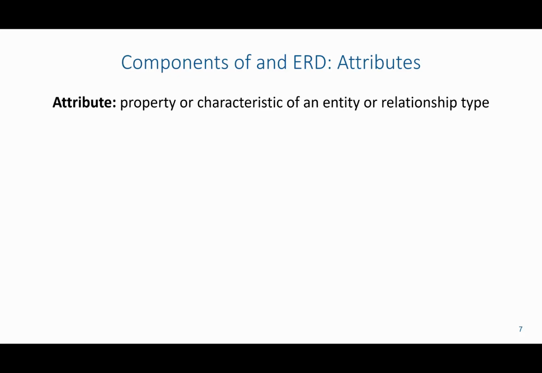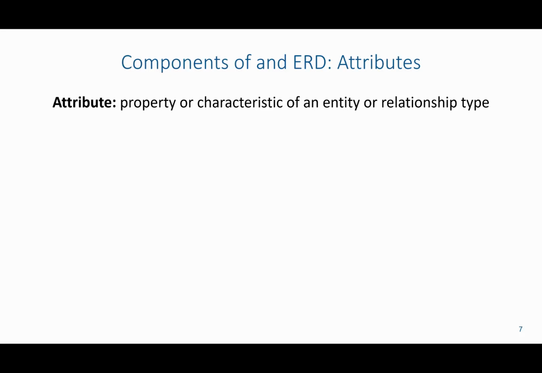In this video, we're going to continue our discussion about entity relationship diagrams. Specifically, we're going to focus on attributes. So an attribute is a property or characteristic of an entity or relationship type. We'll talk about what a relationship type is later on.